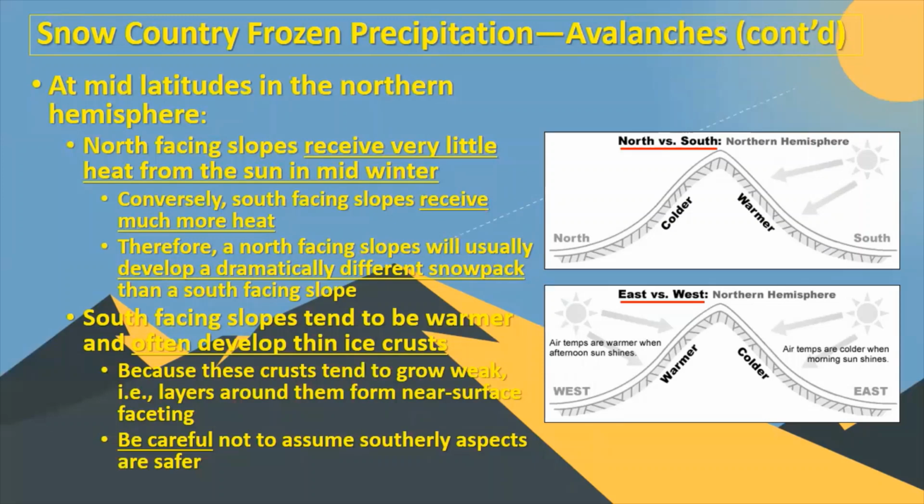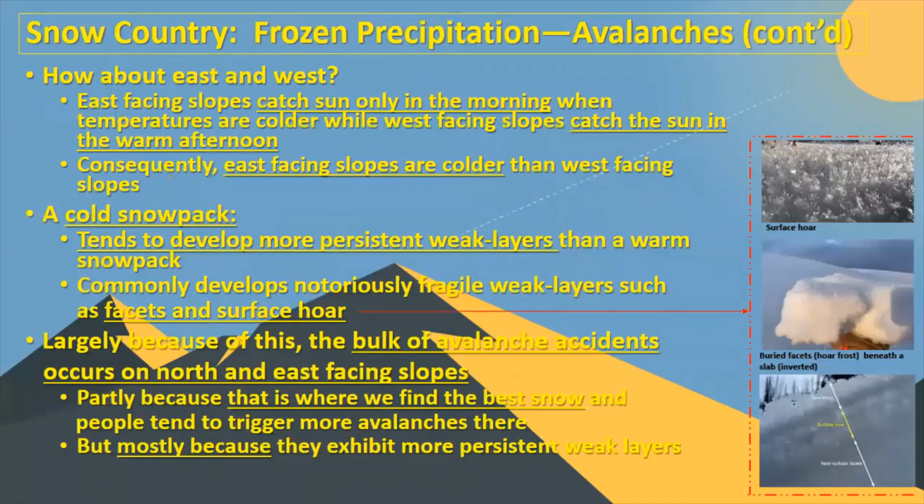You want to be careful not to assume that southerly aspects are safer. That's because they're warmer, people think, and you have less snow, people think, well, I can't get hurt on the southeast slope. But you actually can. They have a different kind of avalanche. How about east and west? East-facing slopes catch only the morning energy coming in from the sun when the temperatures are colder, while the west-facing slopes catch the sun in the warmer afternoon because it's going toward the setting position. So east-facing slopes then are colder than west-facing slopes. We're talking about the snowpack exposure to the elements.